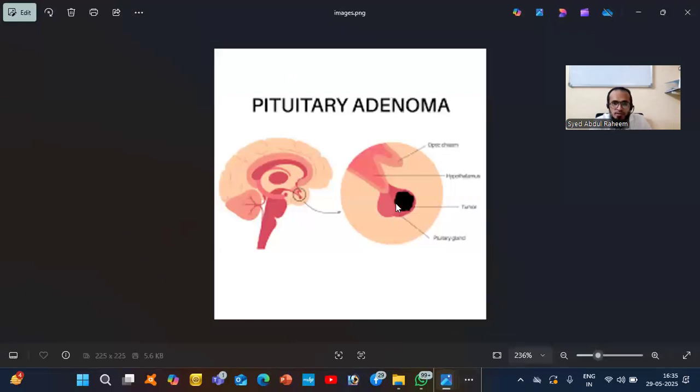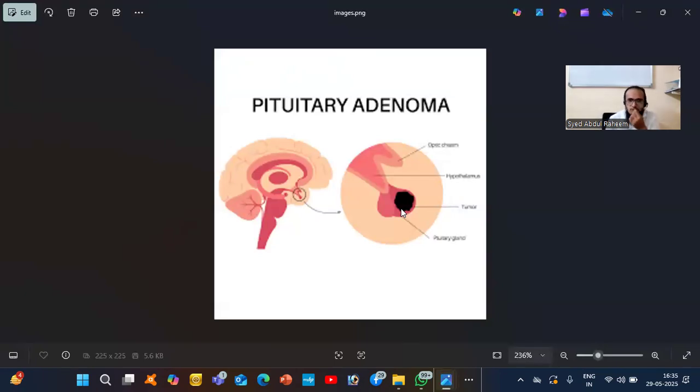You can see here there is the tumor, optic chiasm, hypothalamus, pituitary gland and pituitary tumor. So if it is below 1 centimeter, that is micro. Above 1 centimeter is macro.